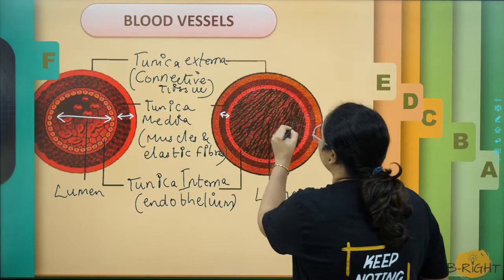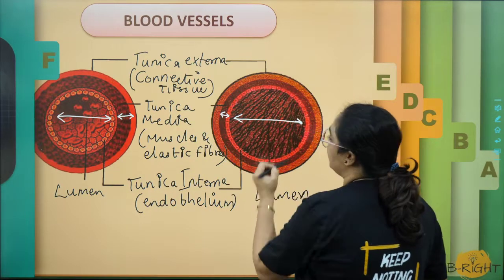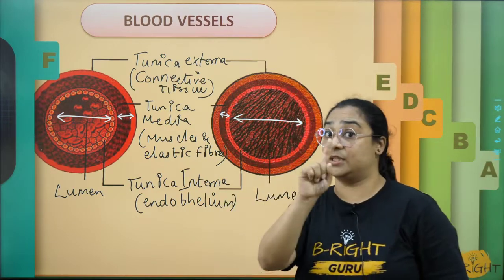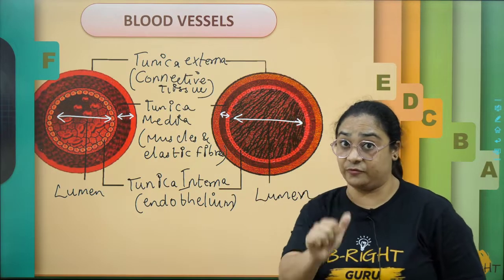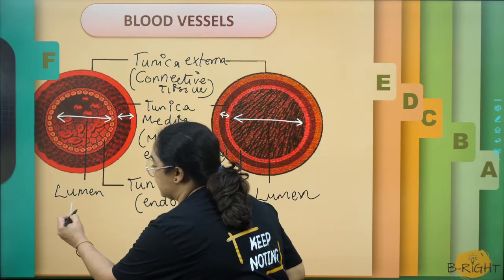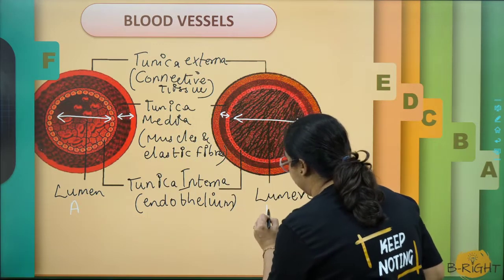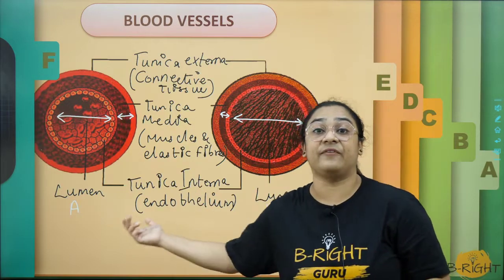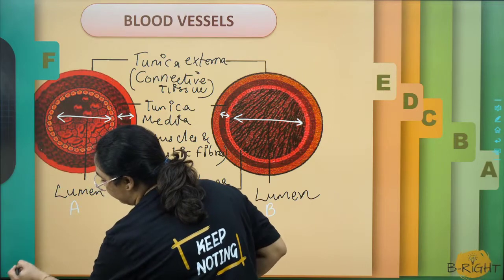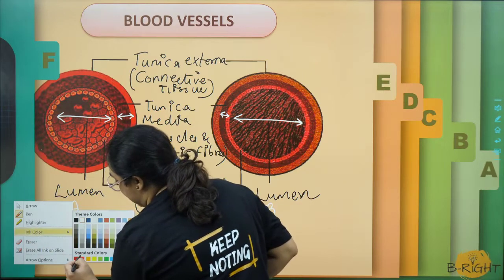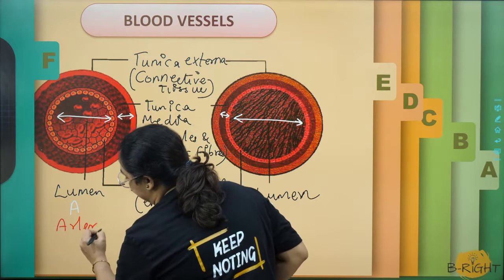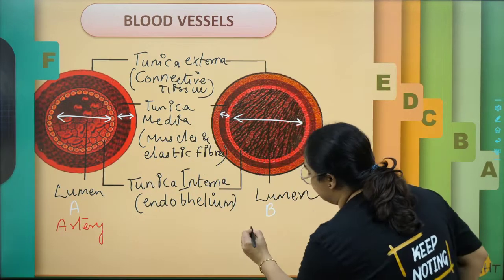And here the lumen is broader, correct? Yes. So look at this difference. This is what they are going to ask you. First of all, say this is A and say this is B. If A and B are given, they will ask you to identify A and B. So A is artery, let's put down A as artery, right? And B is vein.